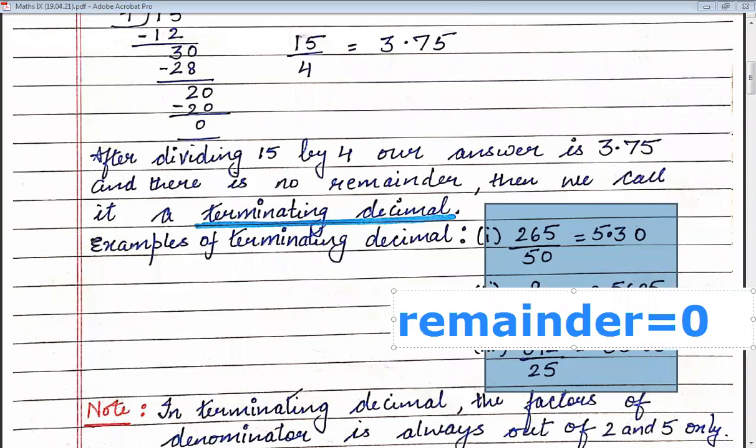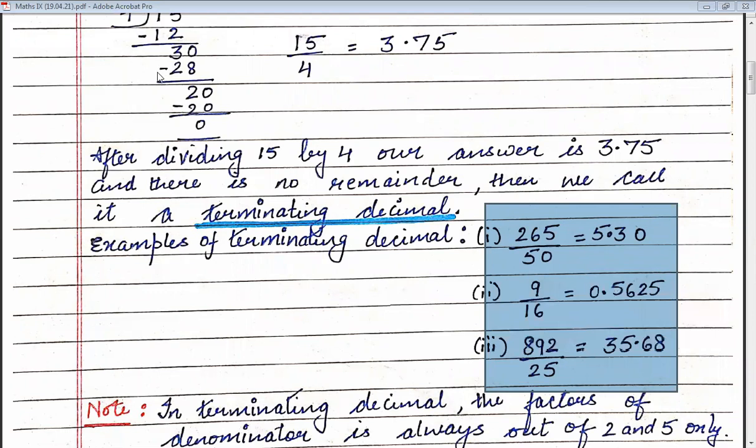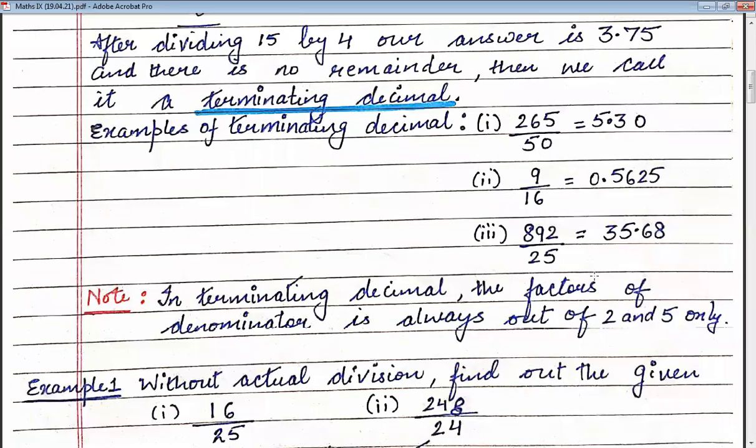So now, children, whenever your remainder is 0, then that fraction is called a terminating decimal, or you can say that it can be expressed as a terminating decimal. Is it clear? I guess everyone is clear with the word terminating decimal. It directly means that it has no remainder. Is it clear? Now, children, let's read this note.